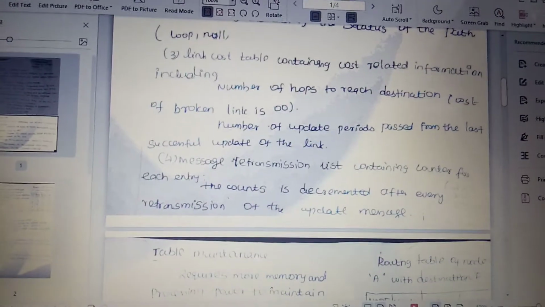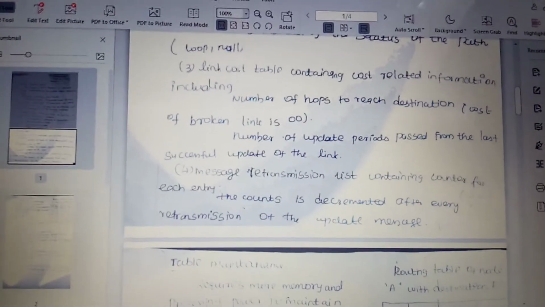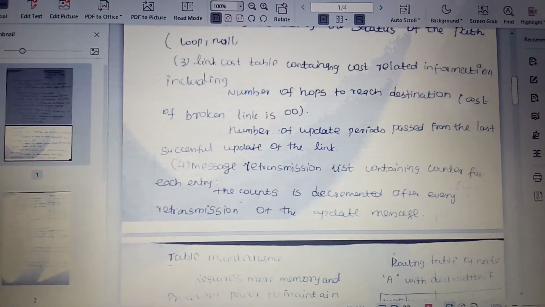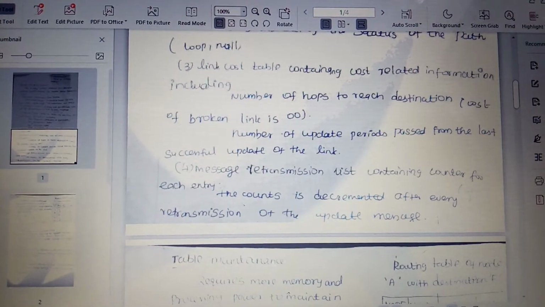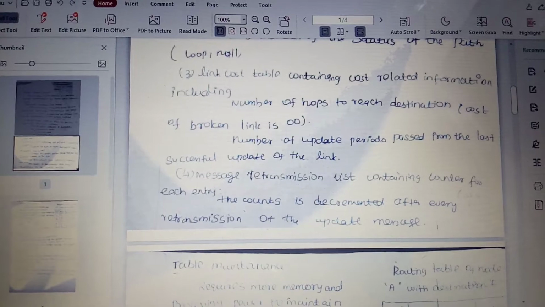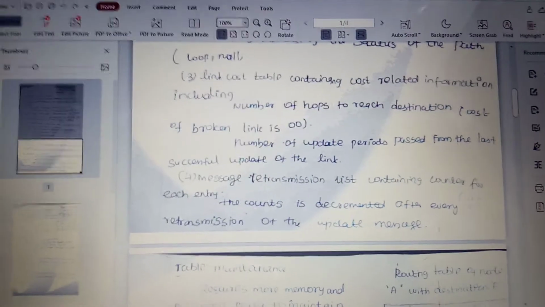Fourth one is the message retransmission list. It contains a counter for each entry. The count is decremented after every retransmission of the update message.